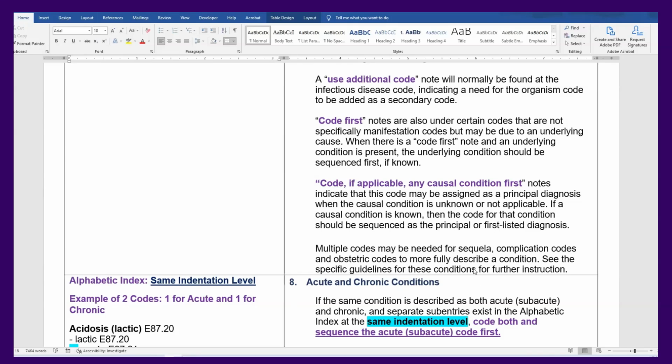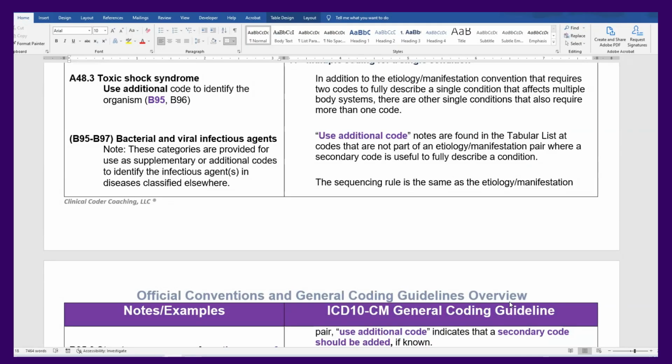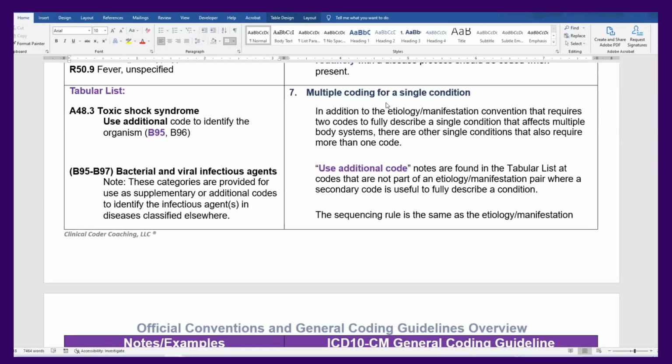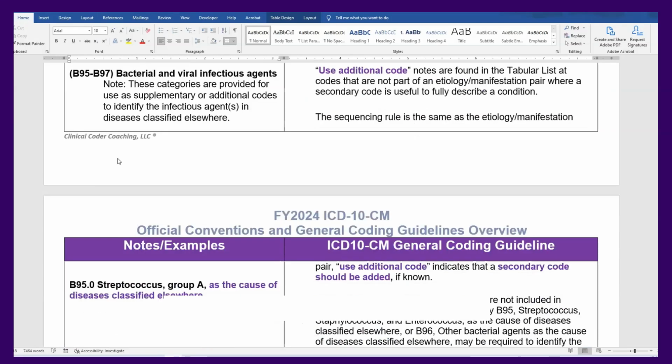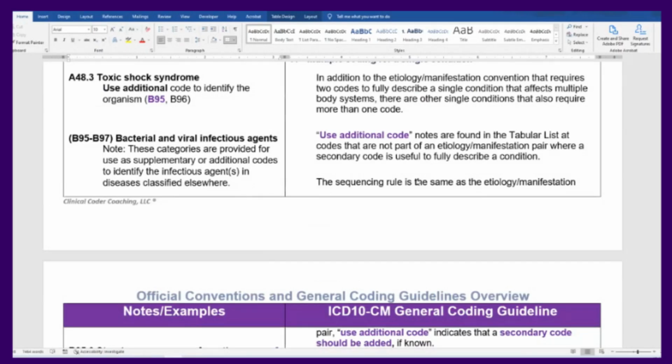Multiple codes may be needed for sequela, complication codes, and obstetric codes to more fully describe the condition, and see the specific guidelines for the conditions for further instruction. When we get into chapter specific guidelines, we will go over that in more detail. But just know that there are times that you will need more than 1 code to describe a single condition. In this case, for toxic shock syndrome, A48.3, that's specified to be due to Streptococcus group A, we need 2 codes. It's not a single code. And the classification reminds us of that and tells us how to sequence that.